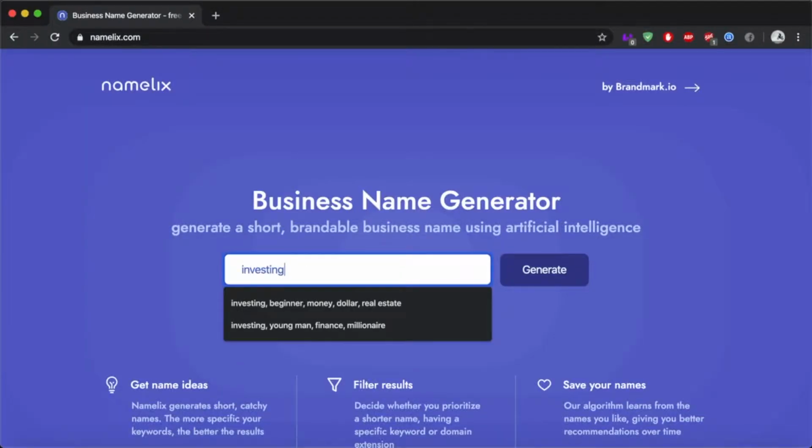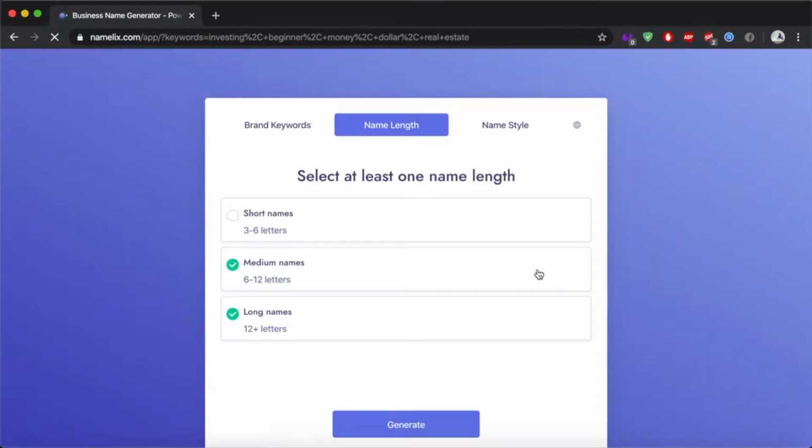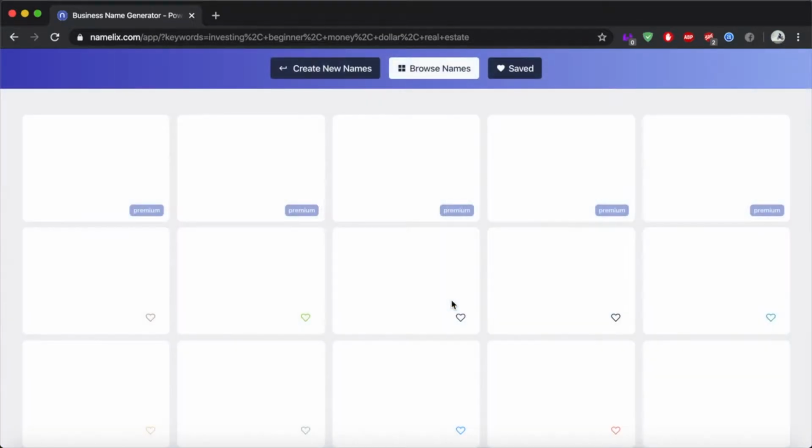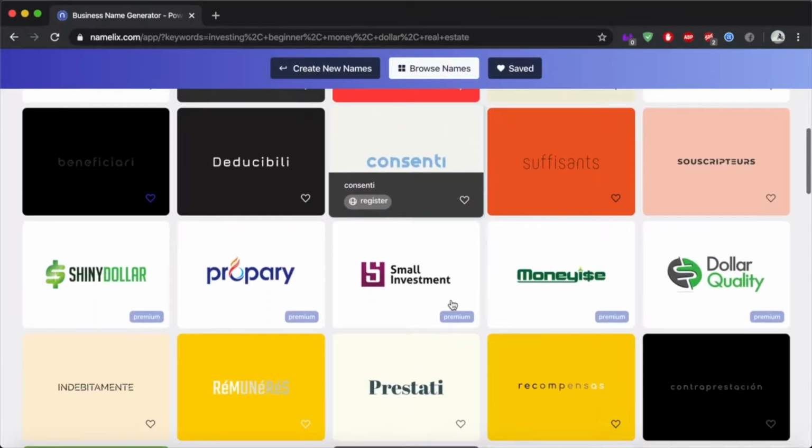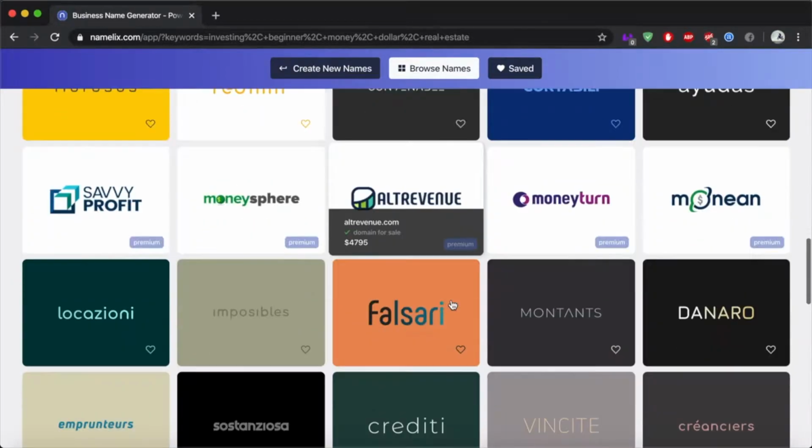For example, you can have it just one word, or you can have compound words or a combination of words. So I went ahead and inputted a lot of my keywords that I wanted, some stuff like investing or business or finance, some of the stuff that I want my channel to be about, and it returned a couple hundred options.